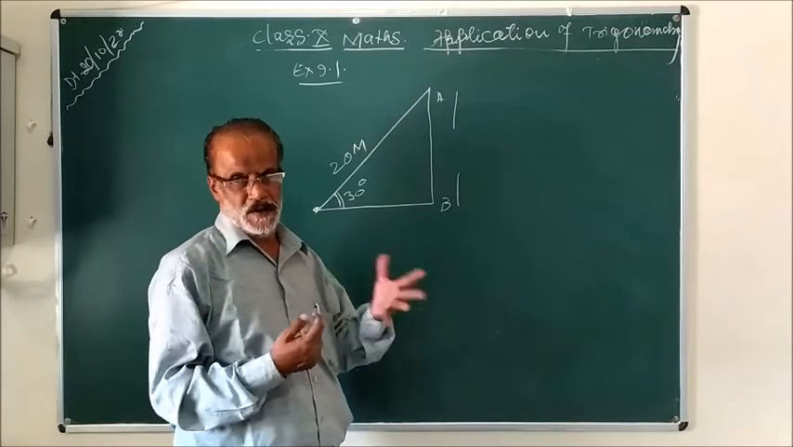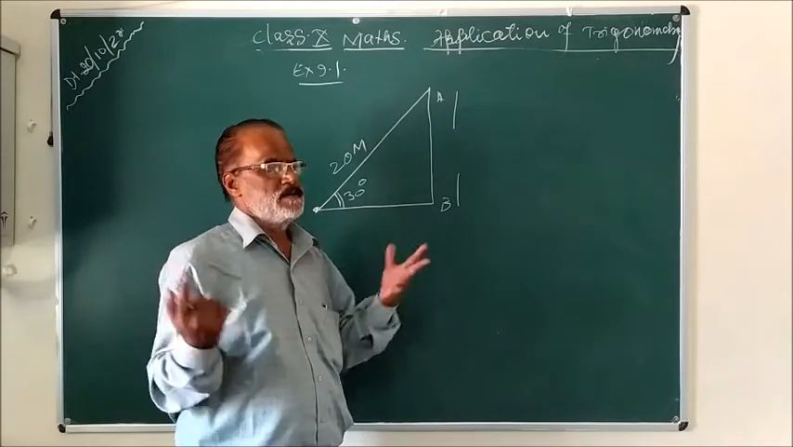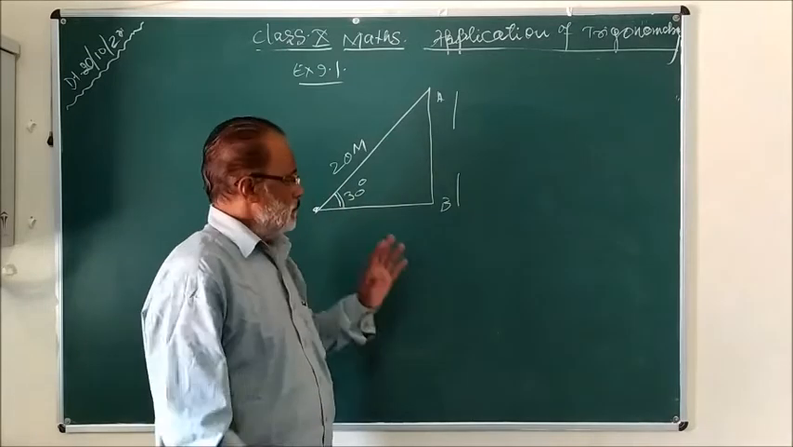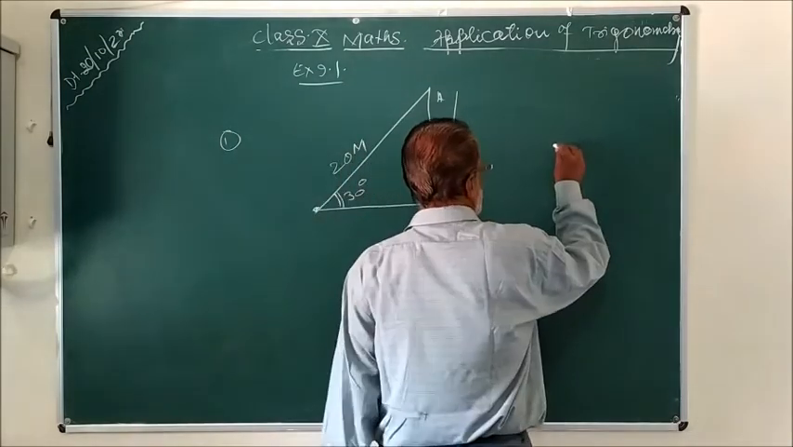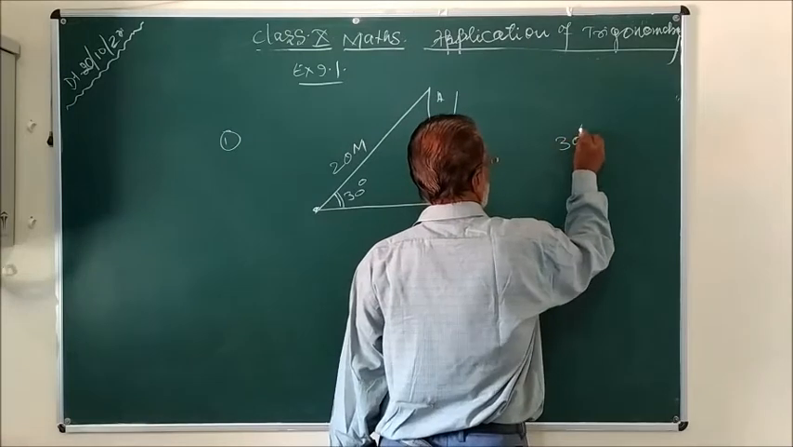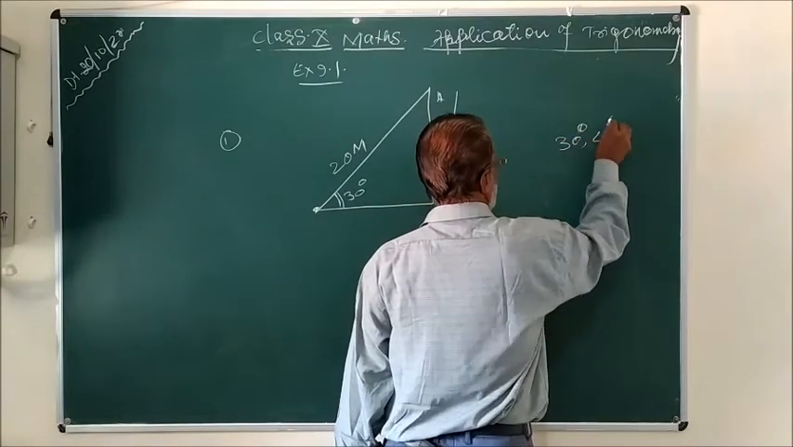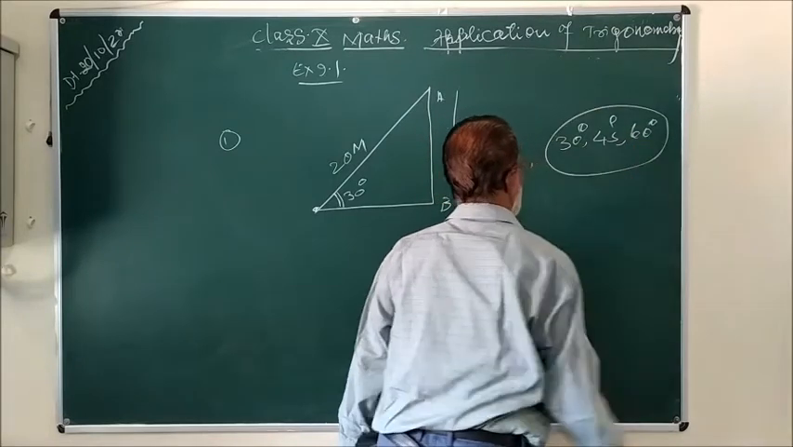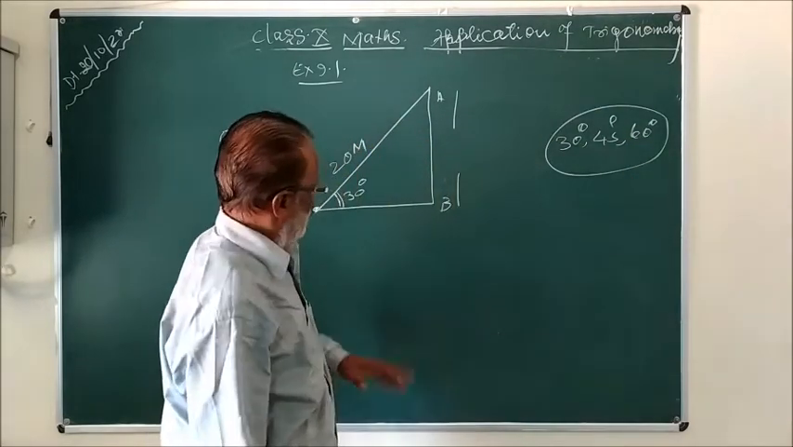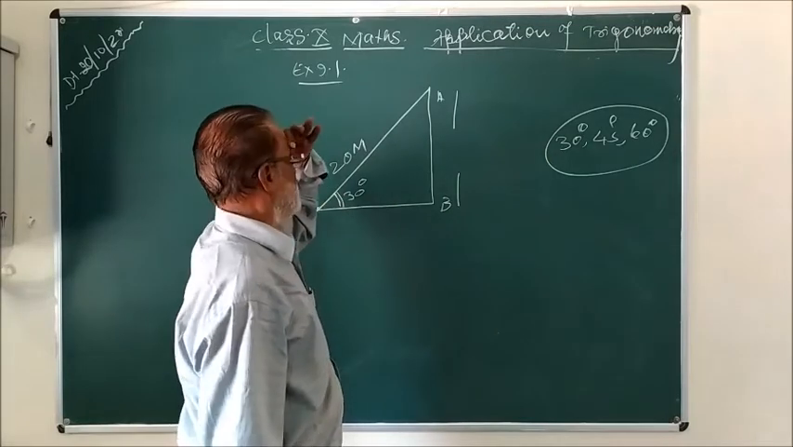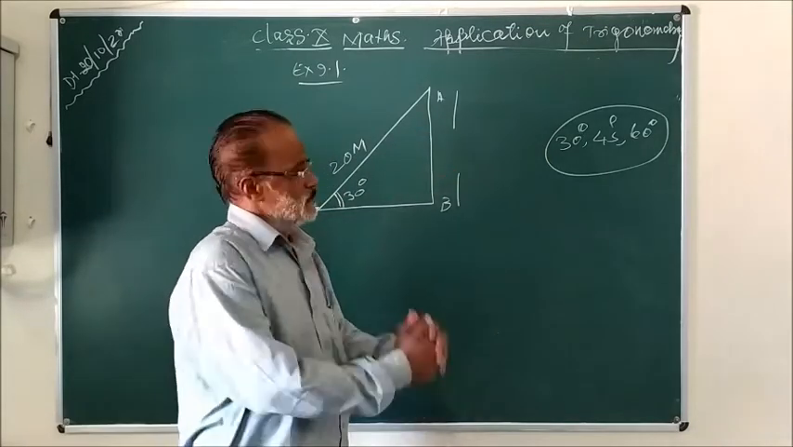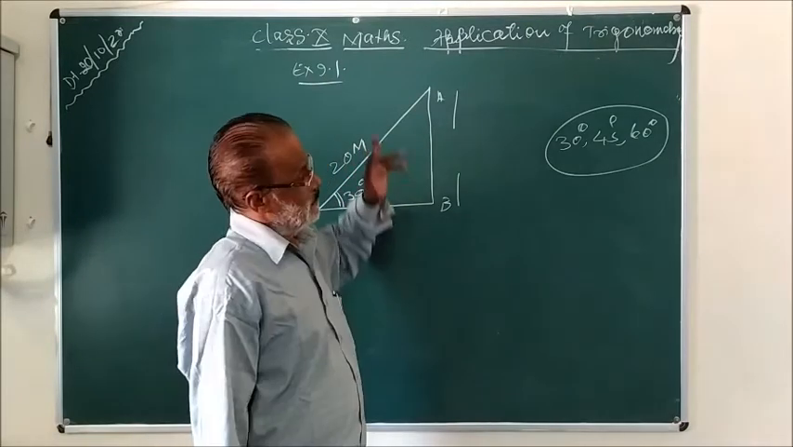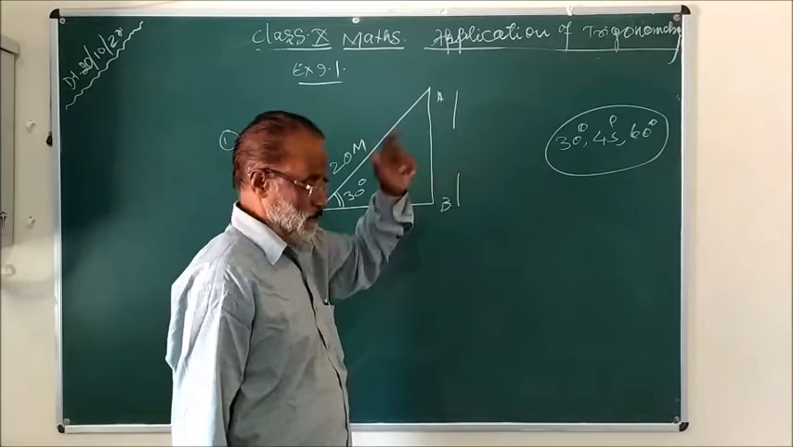Angle 1, 2, 3, 34, 35, 70 or 80, or like this. But now we have to learn only some specific angles: 30 degree, 45 degree and 60 degree. So these three angles are very important. In all the questions you will find in height and distance, the angle, either angle of elevation or angle of depression, may be 30 or 45 or 60.